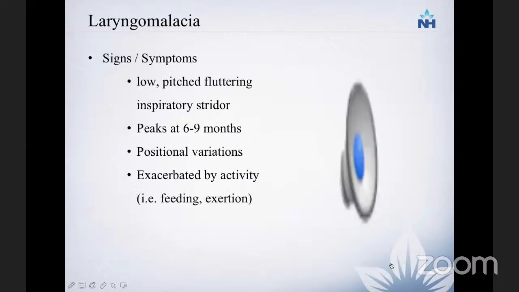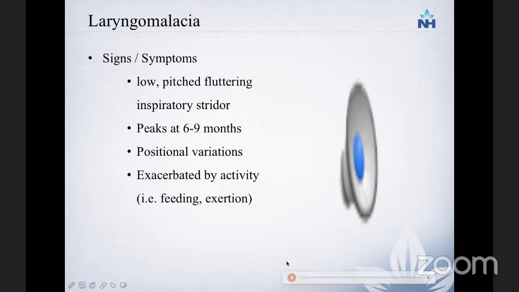So what are the signs and symptoms? What do the parents come to us with as complaints? Parents usually come to us with a complaint of some low-pitched fluttering inspiratory stridor. A noise is there. It generally peaks at around 6 to 9 months, and they will also tell that when they keep the child in prone position, the noise is less. And when they are feeding the child or the child is active, or when the child is awake, you can see that the noise has increased. It is exacerbated by activity like feeding or exertion.